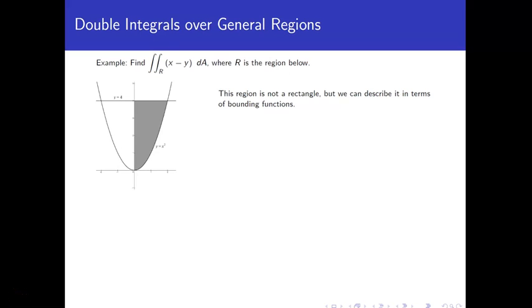In this video, we're going to talk about double integrals over general regions. As an example here, let's look at the double integral over R, where R is this shaded region here, of x minus y dA. Now, certainly, R is not a rectangle.